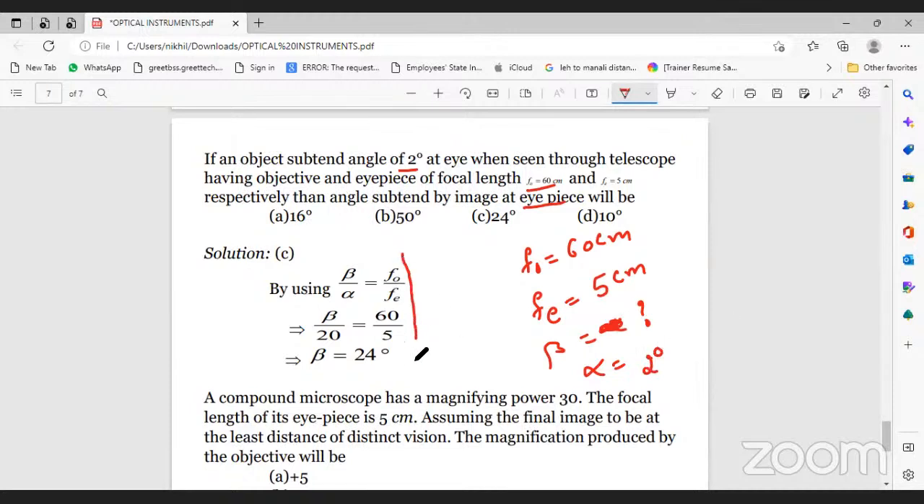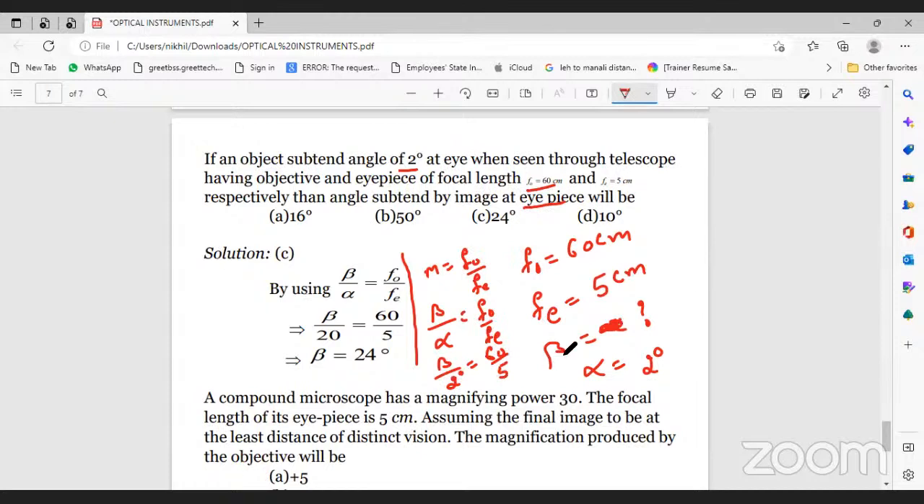What is the magnifying power we have discussed? F naught by Fe, right? This M can also be taken as the angle subtended by the image to the angle subtended by the object, that is beta by alpha. So beta by alpha is equal to F naught by Fe. Just substitute: beta by 2 degree is equal to 60 by 5.